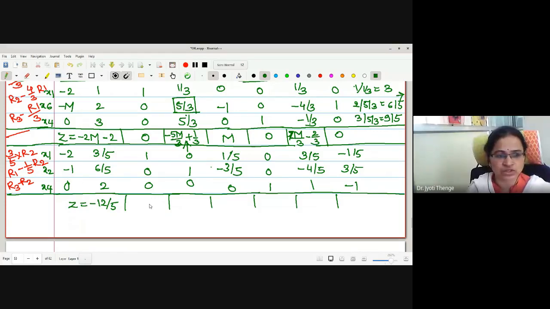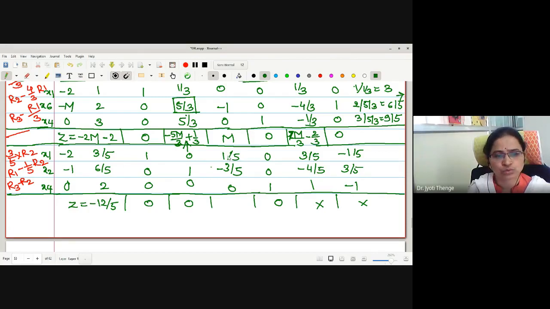Let me calculate the net evaluations. First, for the basic variable, let me write 0, 0, 0. Let me check for the remaining. No need to check for the artificial variable because we are going to drop the entry. Once the artificial variable leaves the basis, we are not going to enter it again. So we will check for this one only.